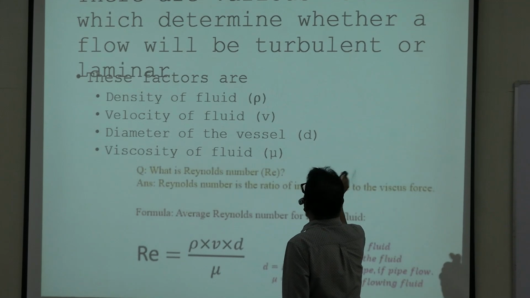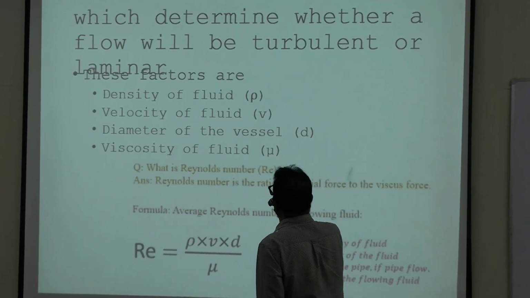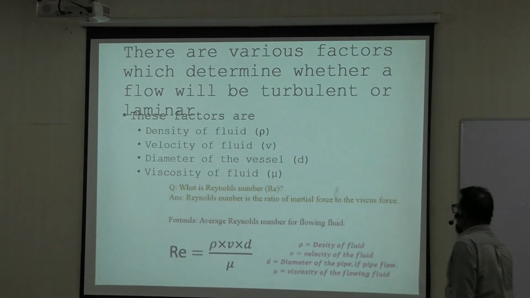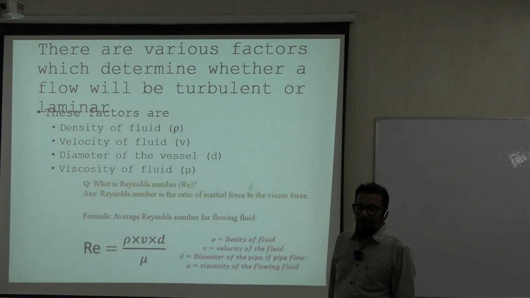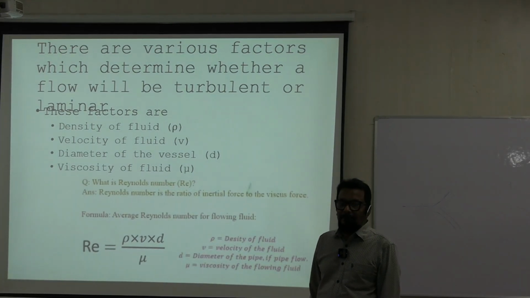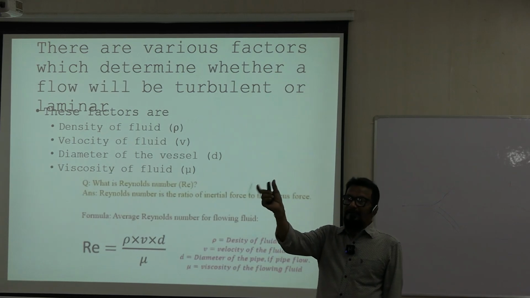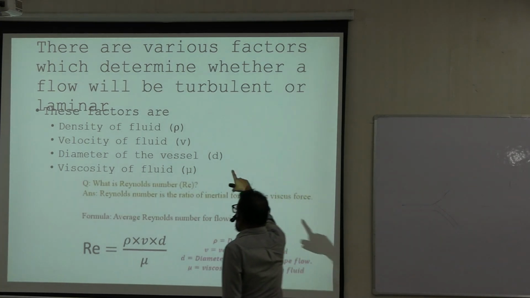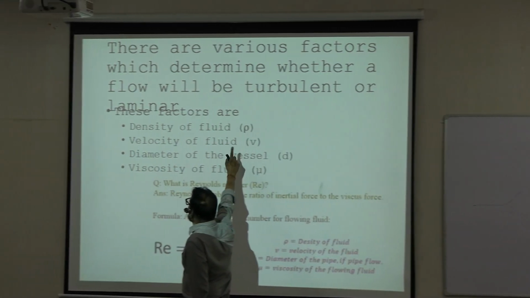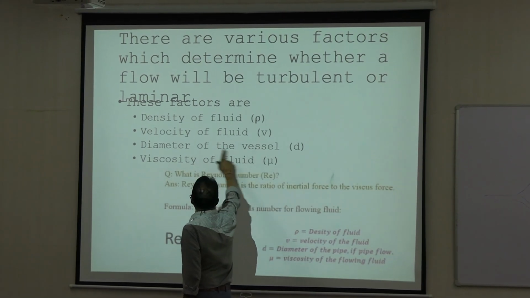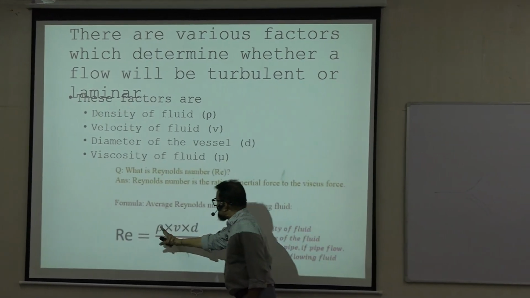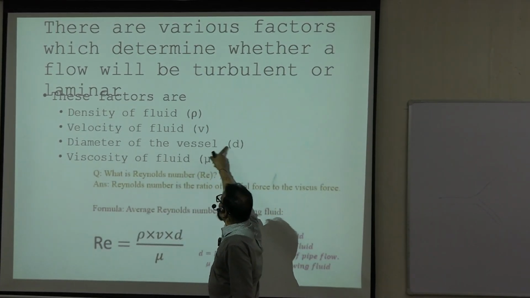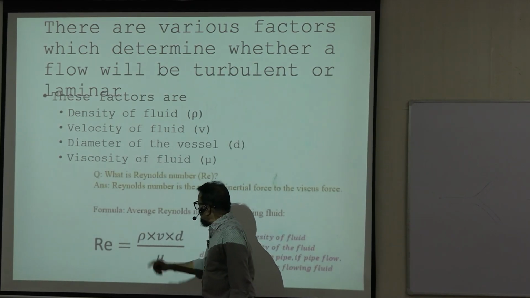There are various factors which determine whether the blood flow will be turbulent or laminar: density of the fluid, velocity of the fluid, diameter of the vessels, and viscosity of the fluid. Now there is a Reynolds number, Re. It is inertial forces divided by viscous forces. The first three are the inertial forces: density of the blood, velocity of the blood, and diameter of the vessels, D. And this is the viscosity.